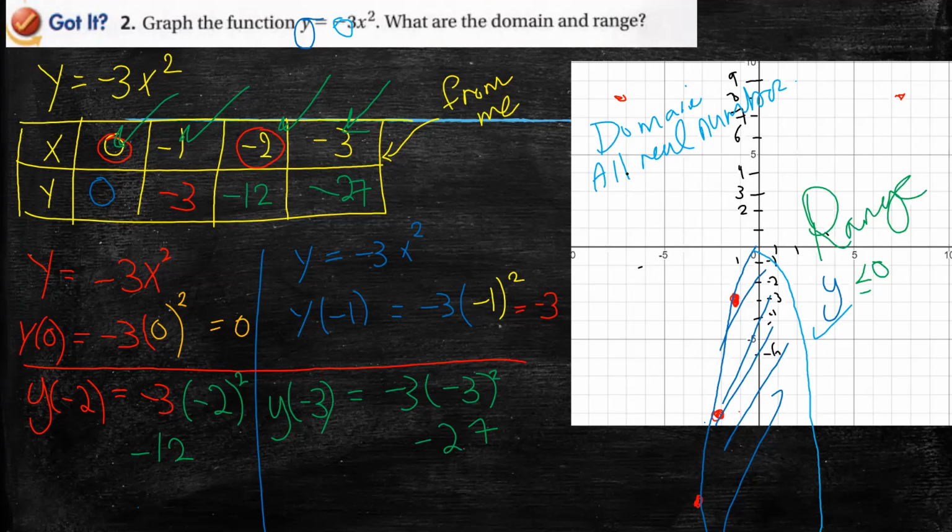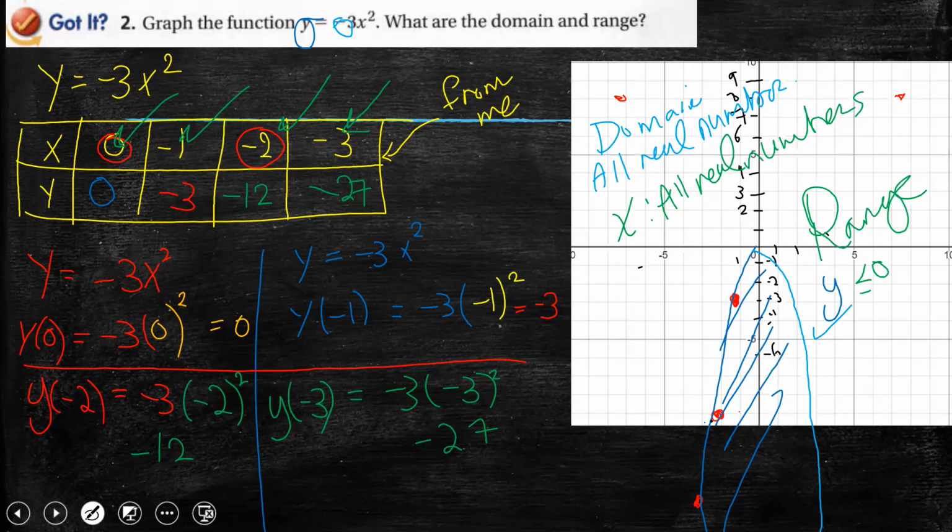But for the range, I have to look at my graph. Where's my graph? It is on the negative y-axis. Since I'm talking about range, I'm talking about y points, the values of y. For the domain, x is all real numbers, meaning I can choose any point for x. But for the range, I'm looking at the y values. Here I have 0, here I have -3, -6, and so on. So that means y is less than or equal to 0.